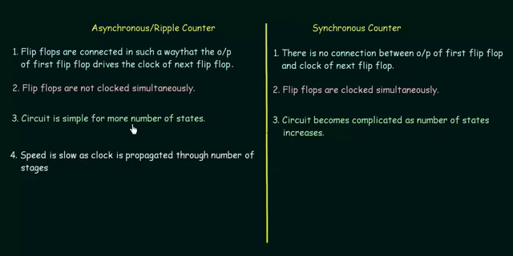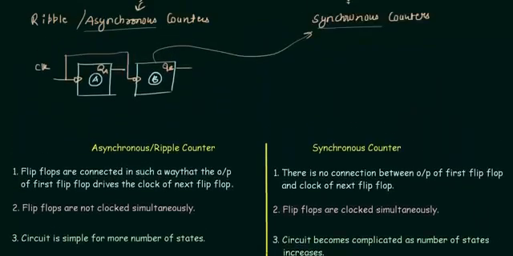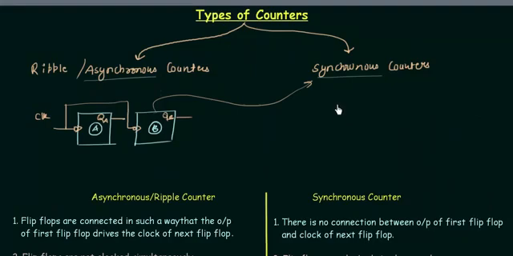The last point says the speed is slow as the clock is propagated through a number of stages for the ripple counter. Yes, you have to wait for the output of the first flip-flop, and only then is the next flip-flop operational, and because of that the speed is slow in the ripple counter. The speed of the synchronous counter is high because all the flip-flops operate simultaneously as the clock is given at the same time. If they ask this question in your exam, you have to write all these 4 points, but the classification is not yet over. I can classify synchronous and asynchronous counters again into 3 types.